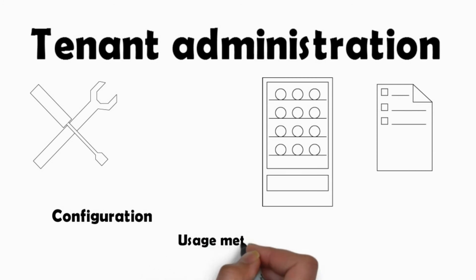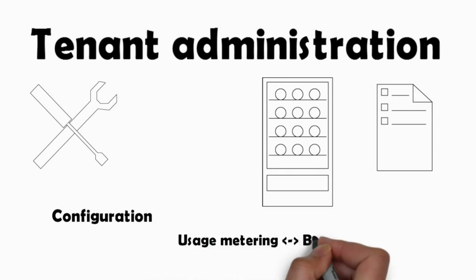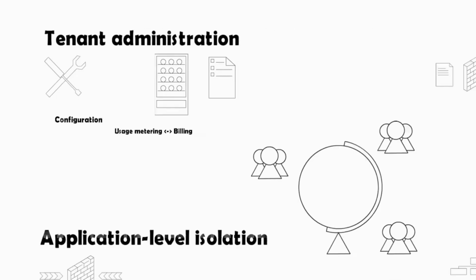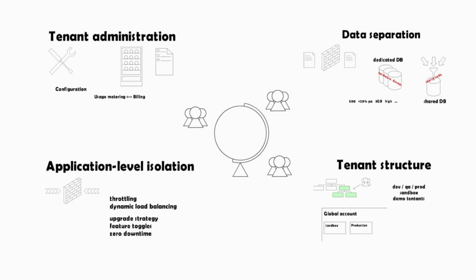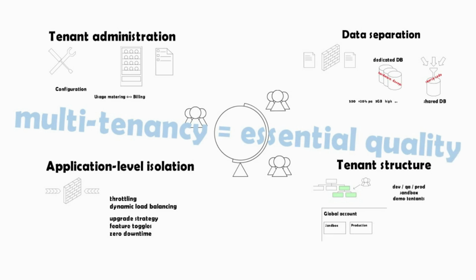Furthermore, you'll have to think about usage metering of data volume, processing time, network traffic, etc. on a per tenant basis to lay the foundation for a fair billing strategy. As a wrap-up, we can conclude that multi-tenancy is an essential quality of any software as a service product. Therefore, it requires thorough planning and implementation steps right from the start of the development process.